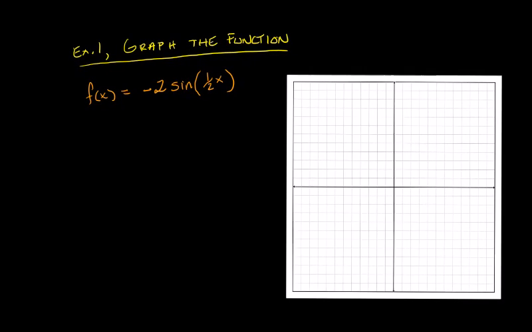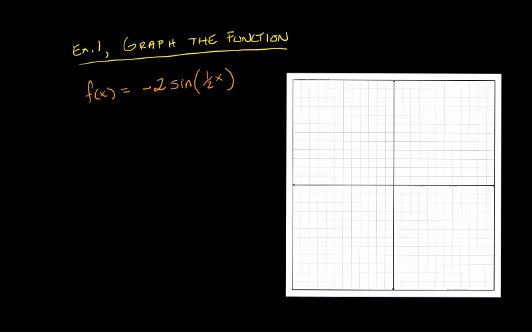So we're going to graph this function, f of x equals -2 sine of 1/2 x. We're going to break it down again. With this breakdown, you should ask yourself, what's the amplitude? What's the period? And do we have any shifts? It doesn't look like we do, so we'll just go with amplitude and period.